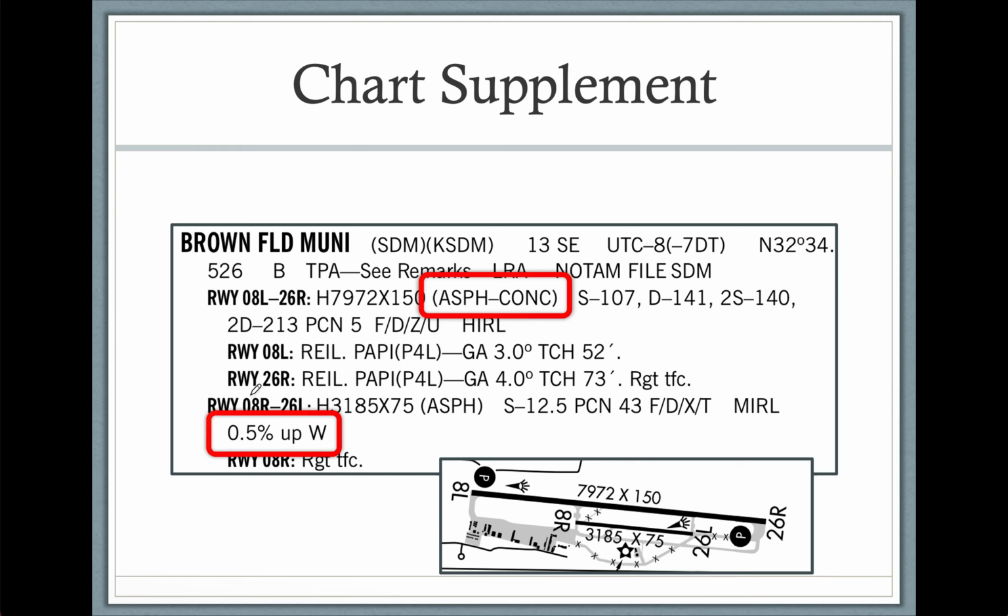And runway 8 right is shorter and half as wide. It's only made of asphalt, and it actually slopes from one end to the other. So from 26 left to 8 right, you're actually taking off uphill. So the airport surface is not totally even there.